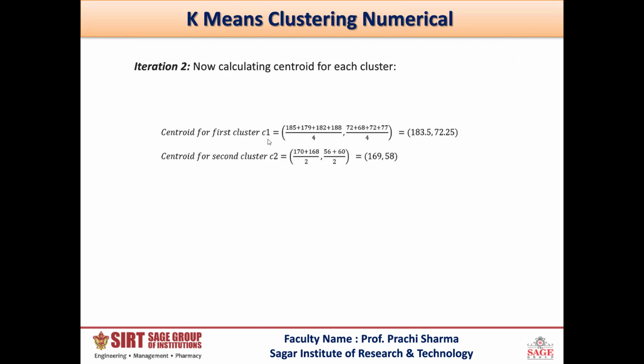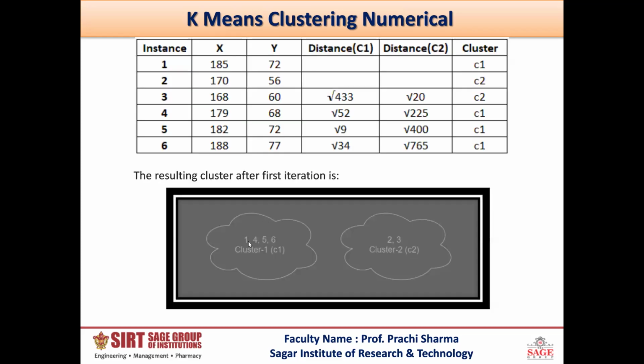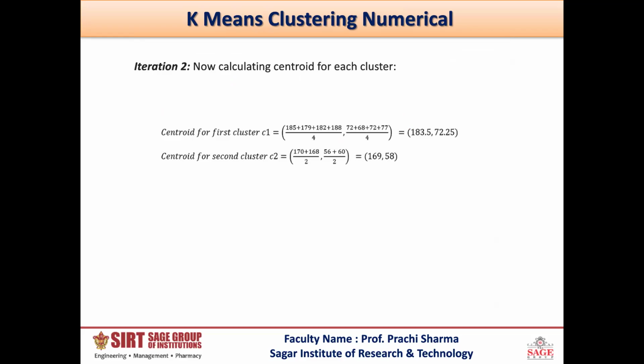So the points which belong to C1 were 1, 4, 5, 6. For X we have 185, 179, 182 and 188. These are the 4 points. So you can see 185, 179, 182 plus 188, and we have to take the average of this. This was the X point, and it comes to 183.5.